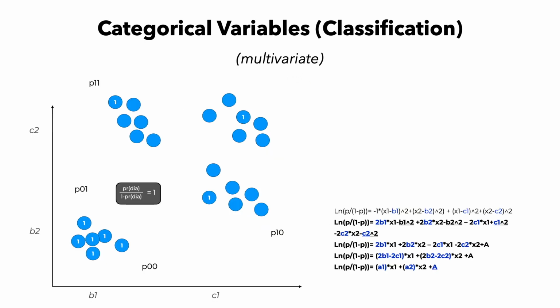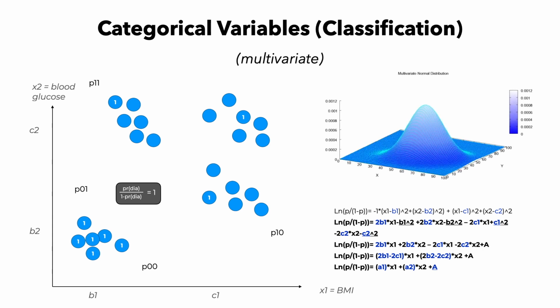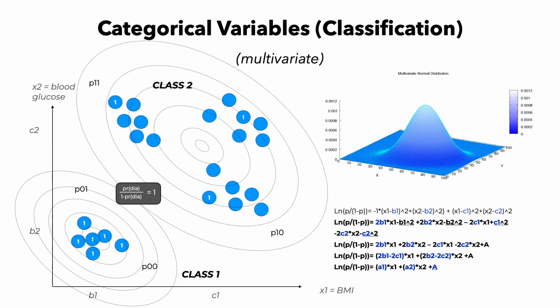The same can be done for more than one variable, for example with x1 as BMI and x2 as blood glucose. Same as with one variable, we will now have to estimate a probability curve based on some distribution, where the Gaussian multivariate distribution is used. Using the same set of linear equations, we can now fit the model to our data.